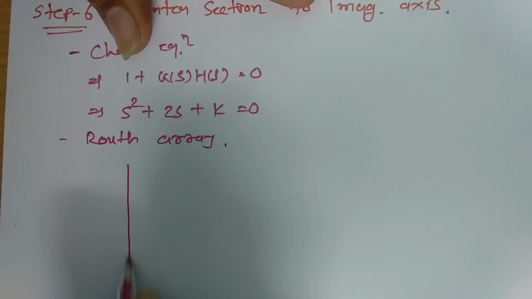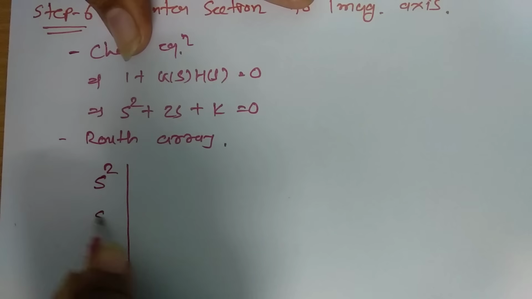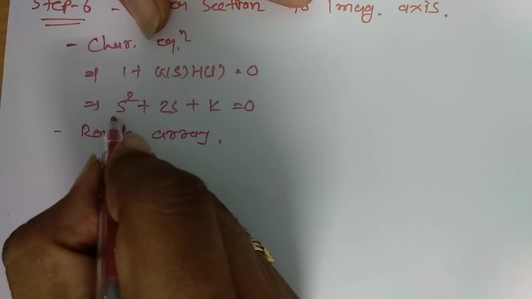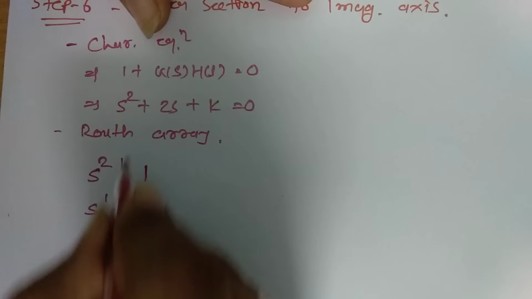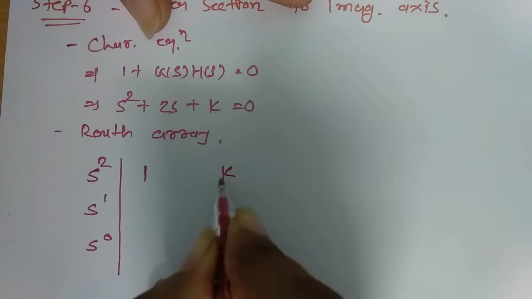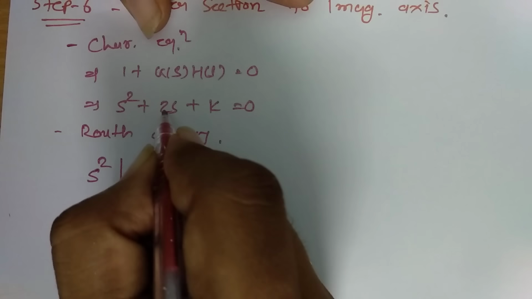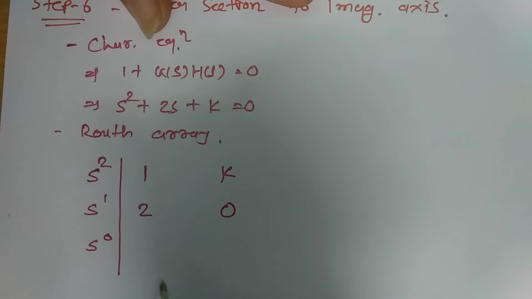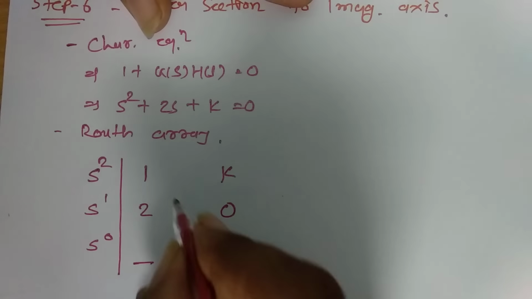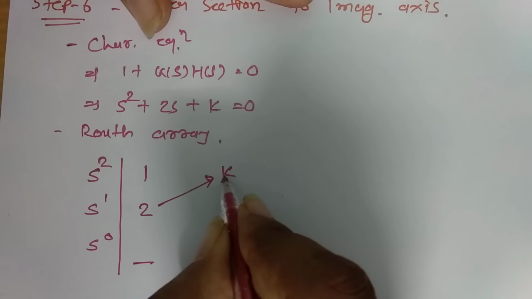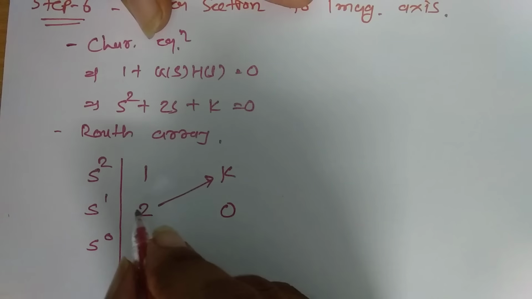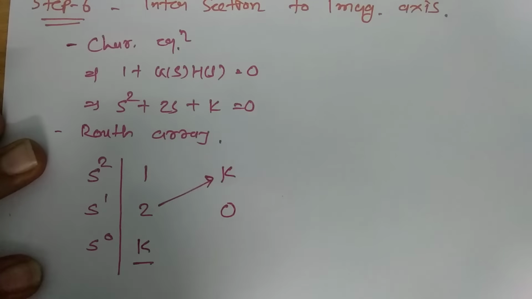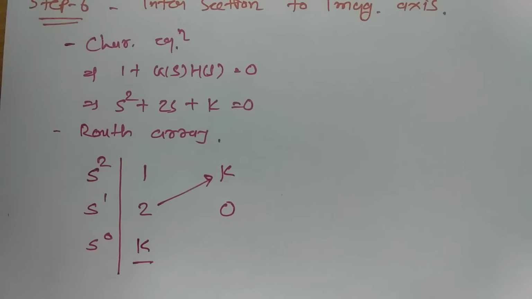So that is s squared, s to the power 1, s to the power 0. S to the power 2 has one coefficient, skip 1, and that has k, and s to the power 0 has a coefficient, and skip, there is nothing, so over here it will be 0. So the next coefficient will be 2 into k minus 1 into 0 divided by 2, so that will be k.